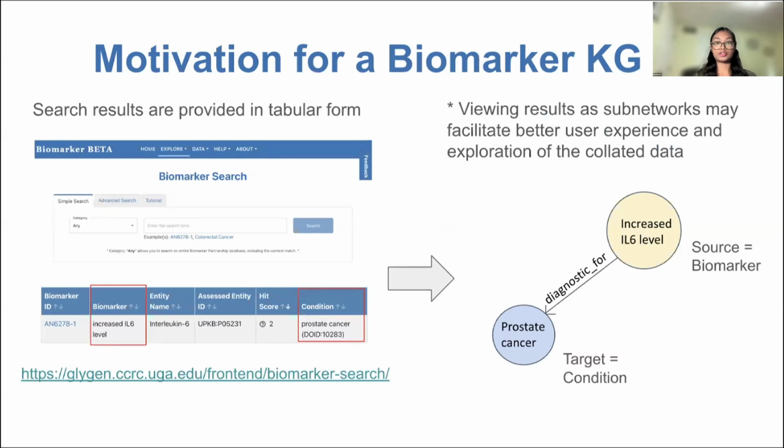Users can search for biomarkers using GlideGen's biomarker site, and after a search is submitted, the site generates a table with the biomarkers-related biological entities, and this can include medical conditions, compounds, tissue samples, and variants. Here we see that the searched biomarker in the table is related to prostate cancer, and while the tabular format for viewing related entities is useful, it would be even more helpful to visualize the functional relationships between biomarkers and entities in a knowledge graph format, as seen on the right.